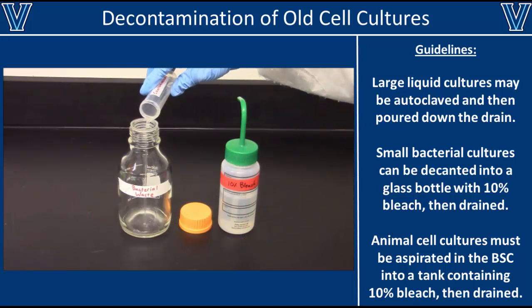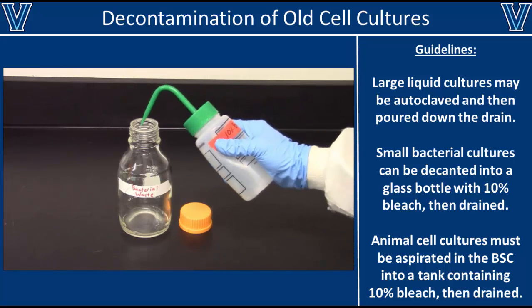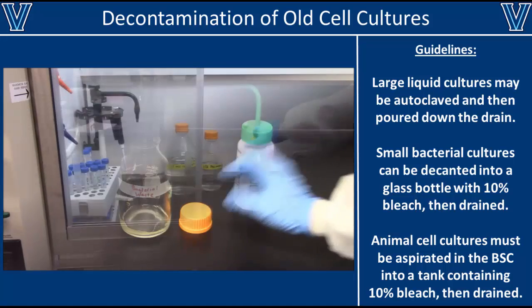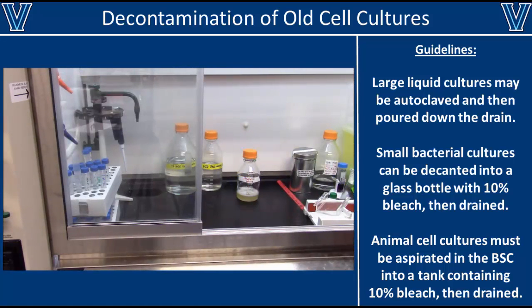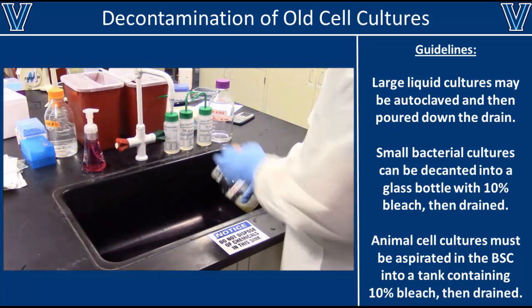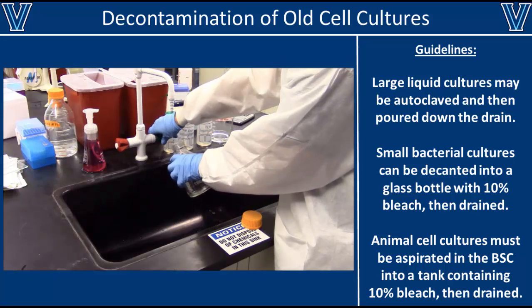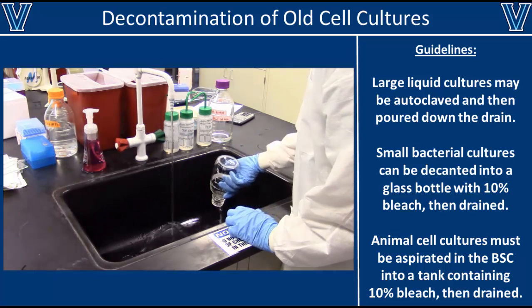Small bacterial cultures can also be sterilized with 10% bleach. Simply add your bacterial culture to a glass bottle, then add an equal amount of 10% bleach. Transfer the bleach cell culture mixture to the hood, just in case it gives off any harmful vapors. After the culture has been sitting in bleach for at least 24 hours, you can dump it down the drain. Please also remember to clean out the glass bottle you used as soon as you're done with it.